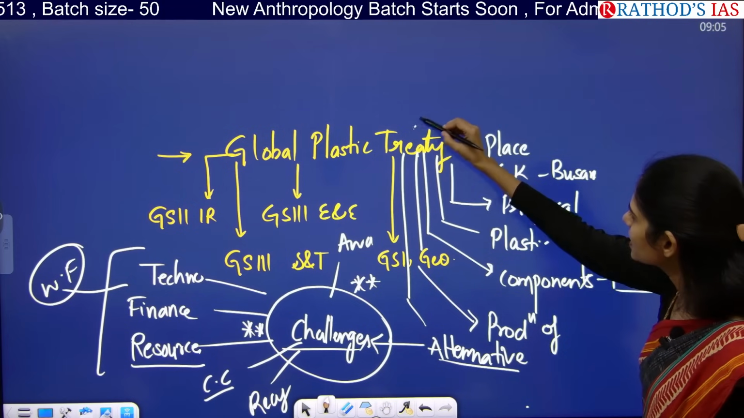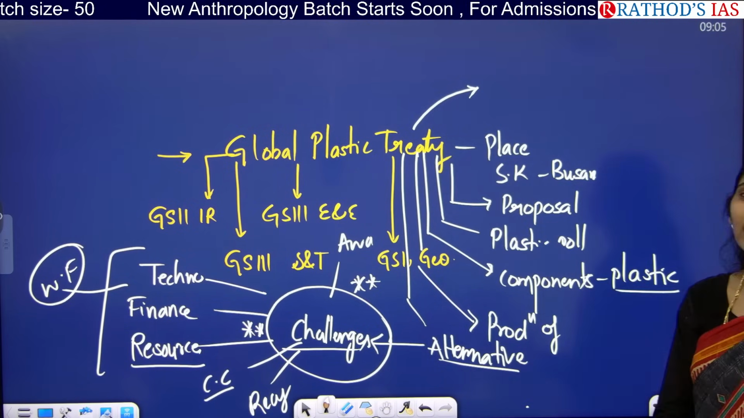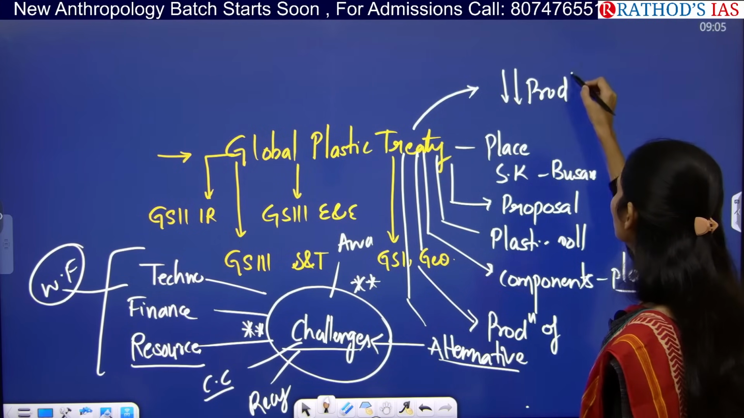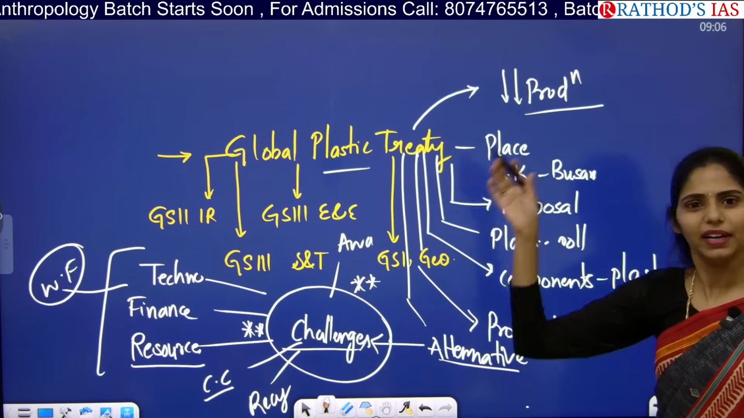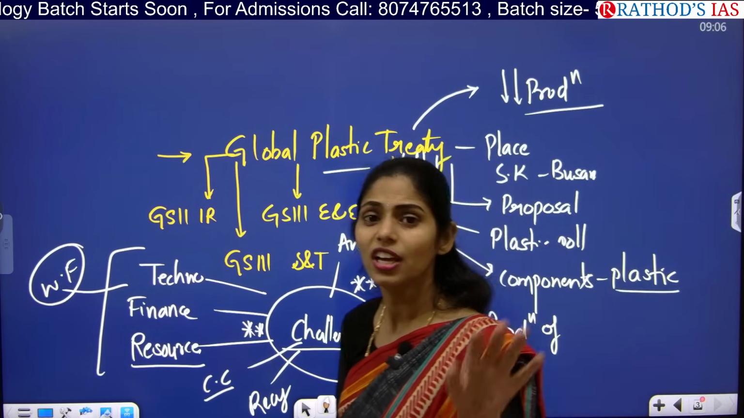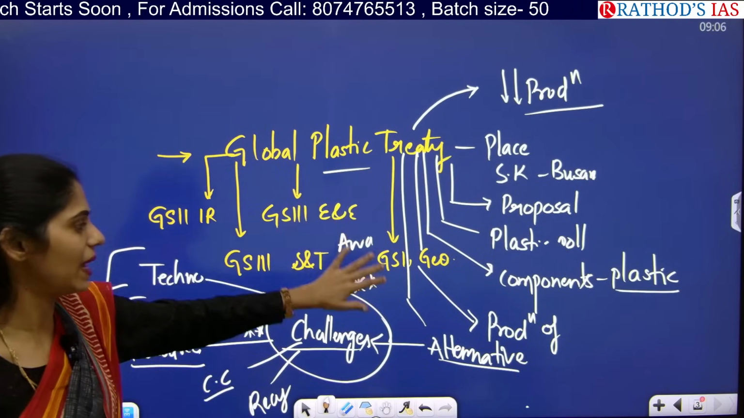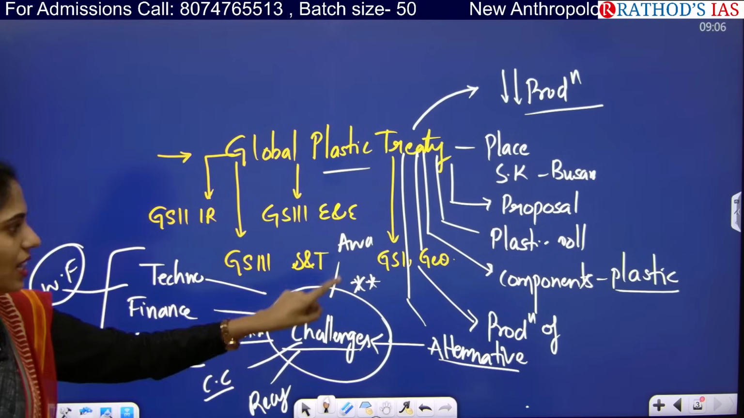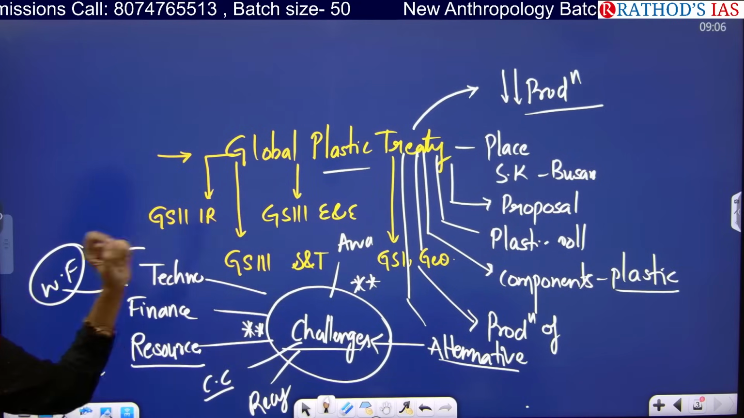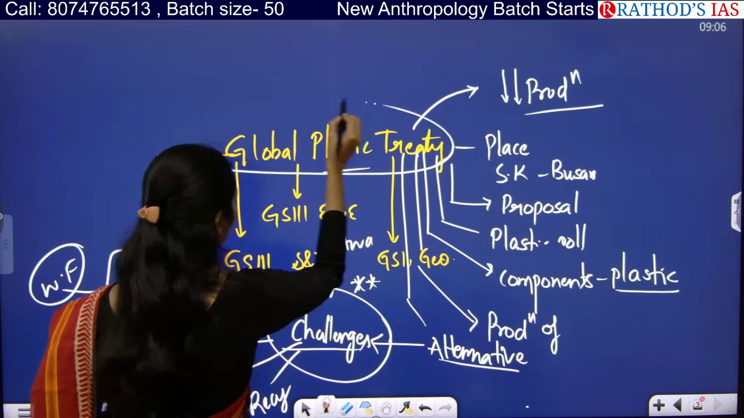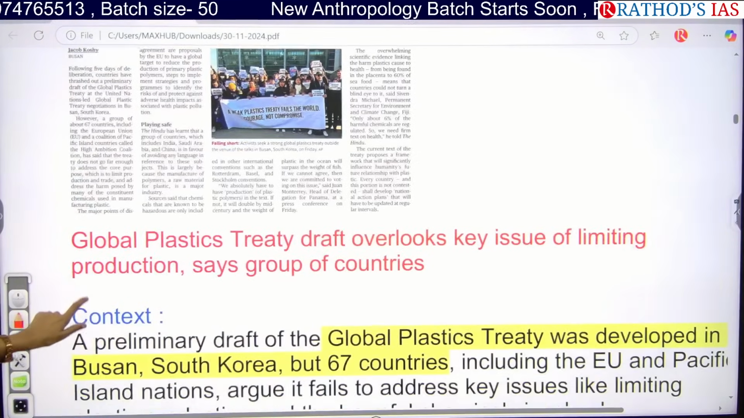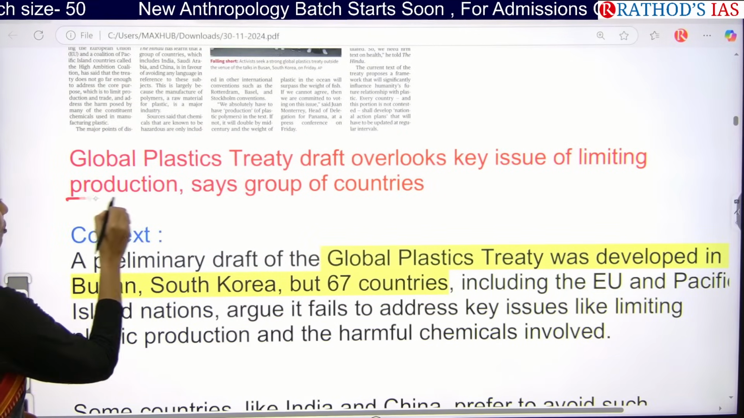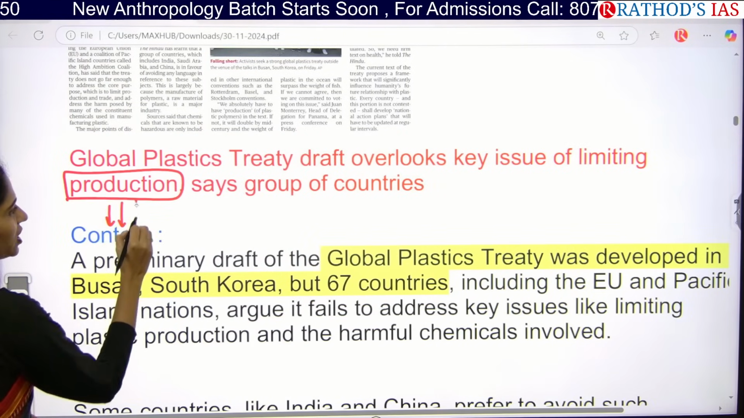So actually this article is saying that this global plastic treaty is not efficient because it is not talking about decreasing of plastic production. So here they are talking about how to tackle with the plastic, but they are not talking about how to decrease this plastic production. If we are decreasing plastic production, we can decrease this plastic pollution, right? So if we are not at all decreasing plastic production, how we can decrease this plastic pollution, or how we can handle this plastic pollution? So that is a thing which mainly said in our today's article. Okay, so global plastic treaty draft overlooks the key issue, that is limiting of production, how we have to decrease the production of plastics.